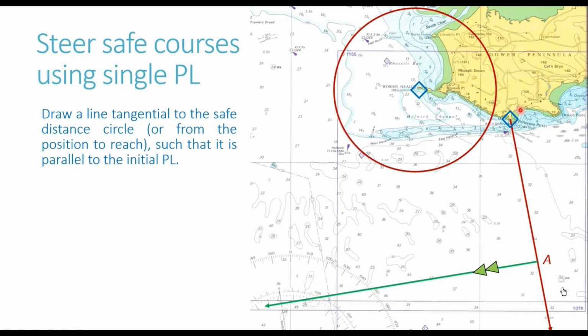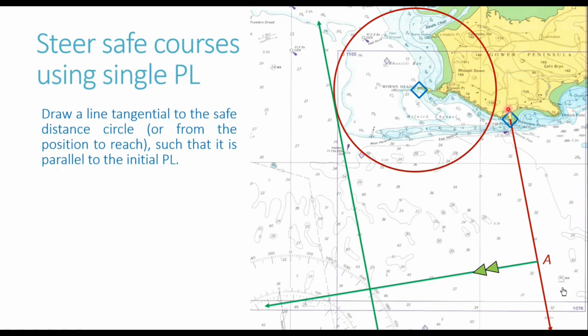So you can pick up your parallel rulers, set squares or sliding rulers, whichever tool you are using to draw parallel lines. Align it with the initial PL and then move it to draw a tangent to the safe distance circle. So let's plot it on the chart. So you can see now a tangent line plotted on the chart, a tangent line to the safe distance circle, and this is parallel to our initial PL.